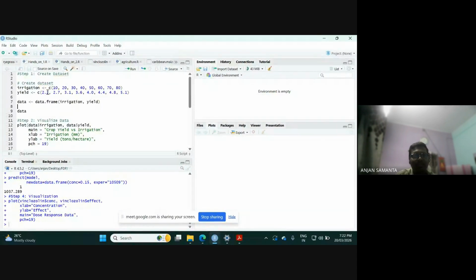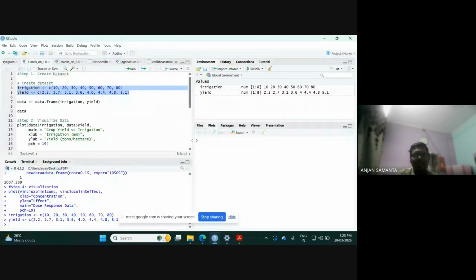As you can see, we have taken a very basic problem first. The data set has two variables, one is irrigation and one is yield. The irrigation values are 10, 20, 30. If you want to define values on a parameter, we have to use the concatenate operator. So I have used c, and if you run this for irrigation and yield using the run button, you can see the values coming in the right-hand panel. This is called the environment, where the parameters you define appear.